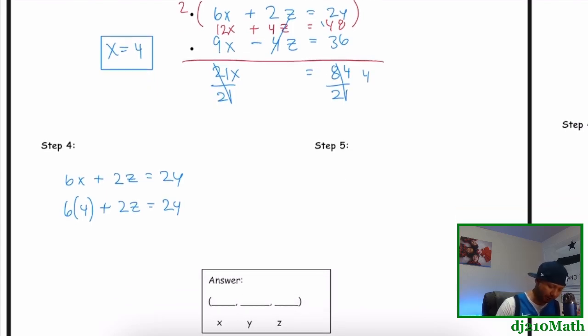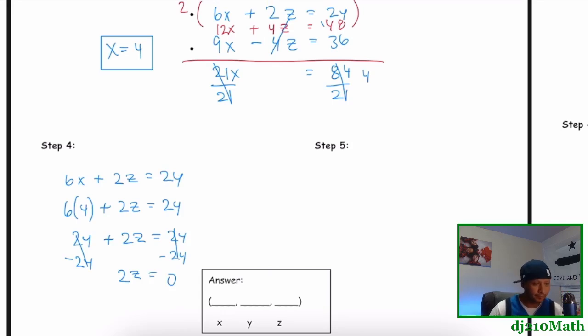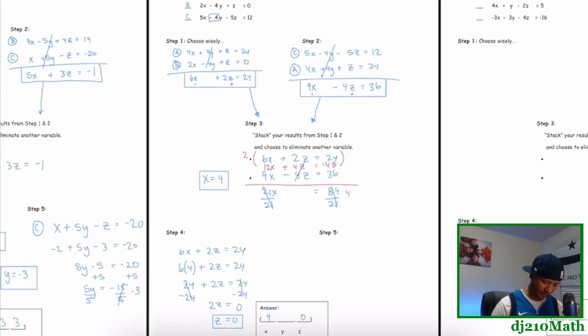Oh, this is nice because look, 6 times 4 is 24 plus 2z equals 24. Do you already see it? I subtract 24 from both sides. This is actually going to make 0, right? 24 minus 24, so 2z. 2 times something is 0, right? Z is equal to 0. So far, x is 4, and z is 0.